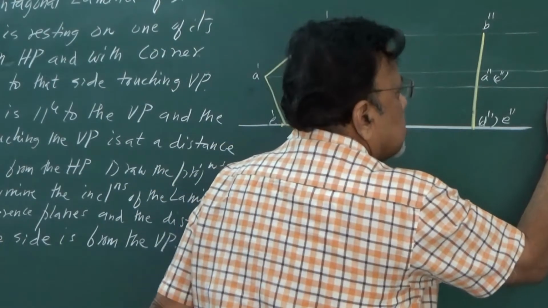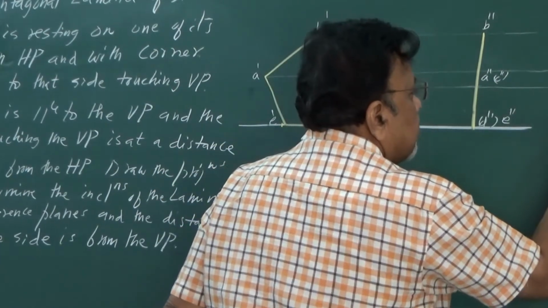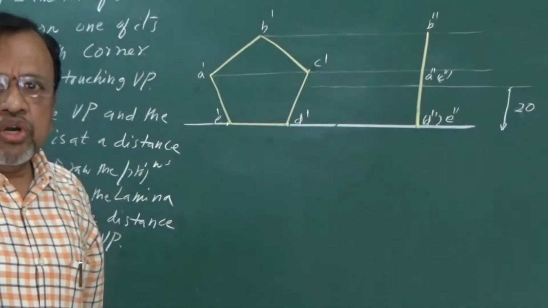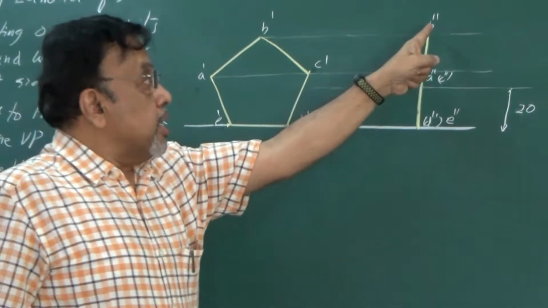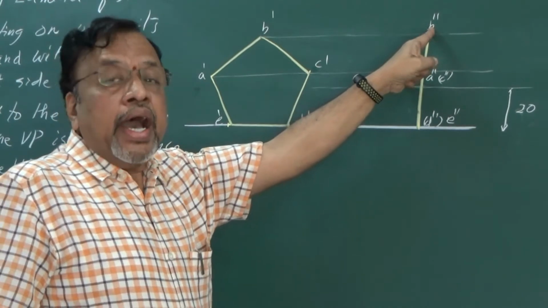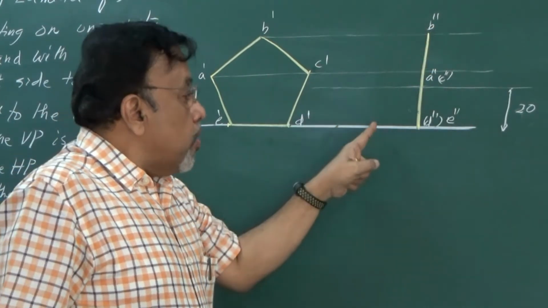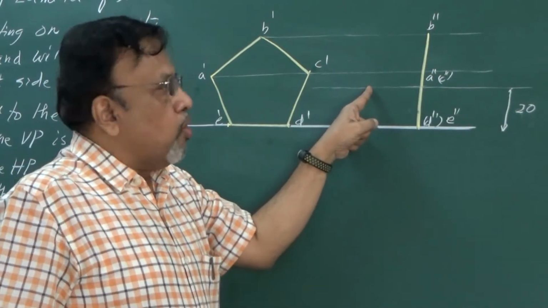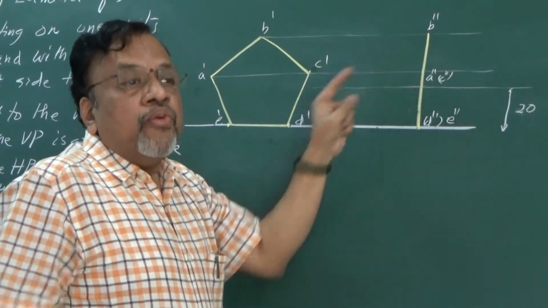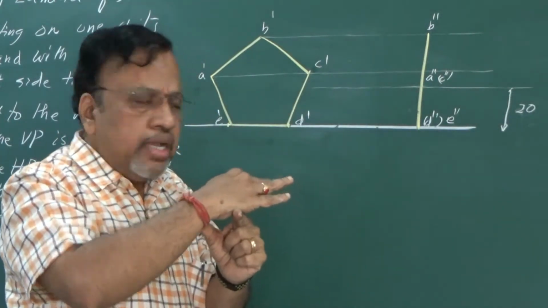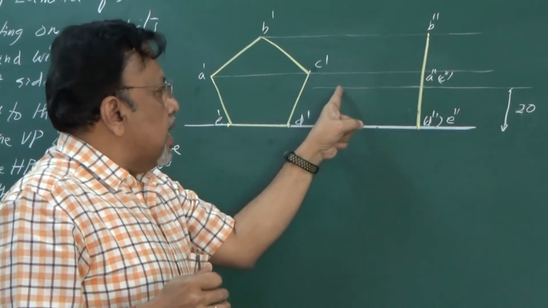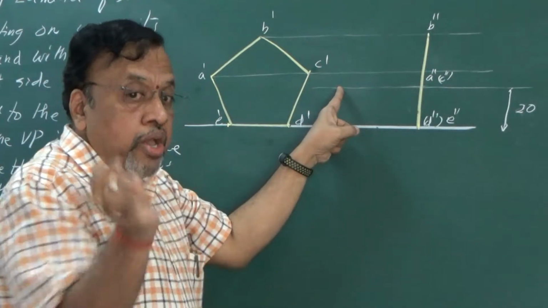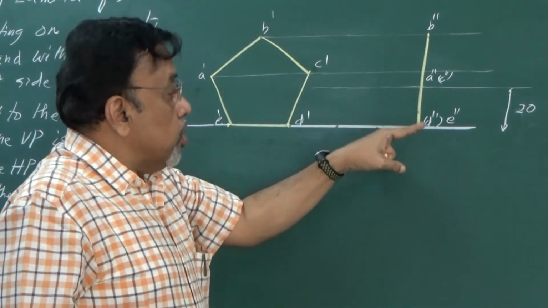So this distance, as I said, is 20 mm. Then what I should do: I know that this particular corner B has to be at a distance of 20 mm above HP. So in the side view, the lamina has to get inclined. Once I incline this lamina, in the side view I can see both HP as well as VP.